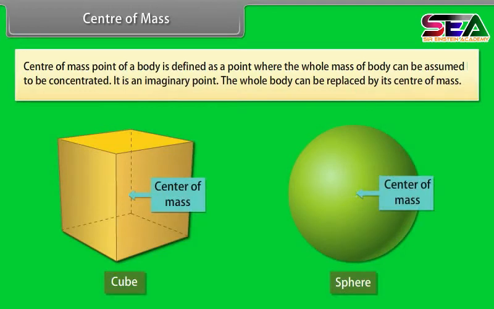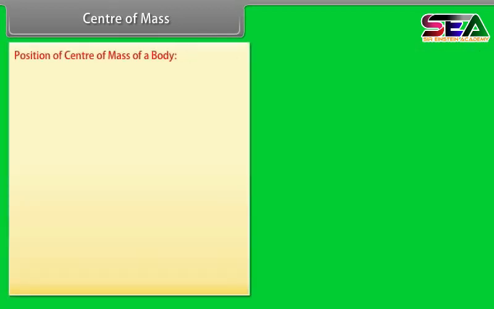Center of mass. The center of mass of a body is defined as the point where the whole mass of the body can be assumed to be concentrated. It is an imaginary point. The whole body can be replaced by its center of mass. Position of center of mass of a body.